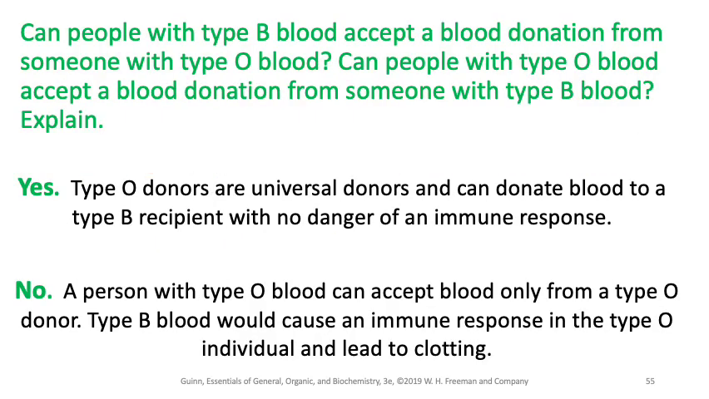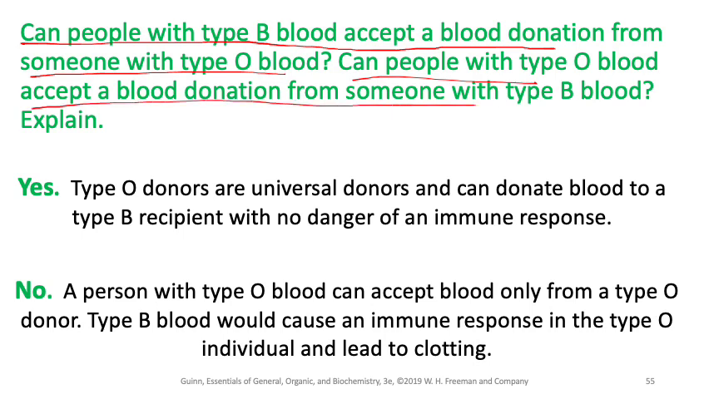So let's try to do this problem. Can people with type B blood accept a blood donation from someone with O? Can someone with type O blood accept a blood donation from someone with type B? Explain. So the first question: yes, type O donors are universal donors. That's why they can donate to any of the other blood groups, right? Because there is no danger of an immune response.